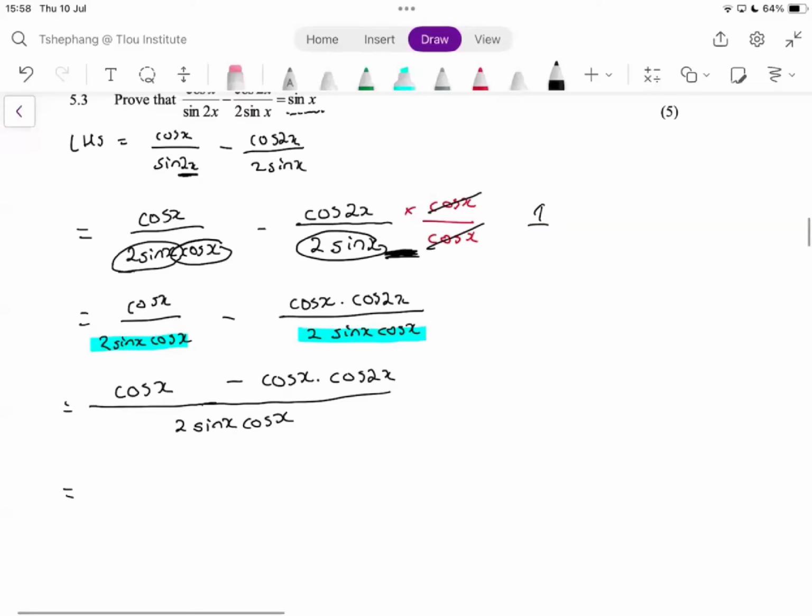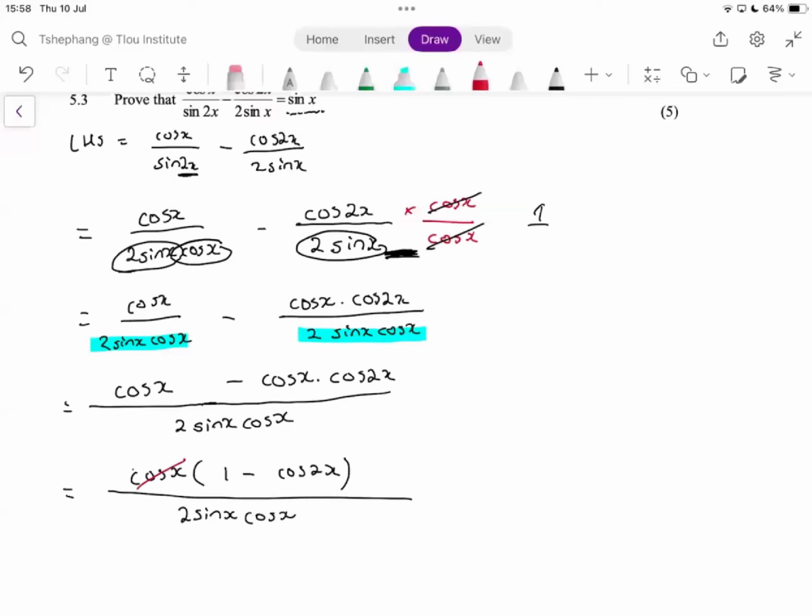Now, we can take out a common factor, which is going to be what? Cos of x. What are we then left with? 1 minus cos 2x over 2 sine x cos x. Now, let's cancel. This deals with that.